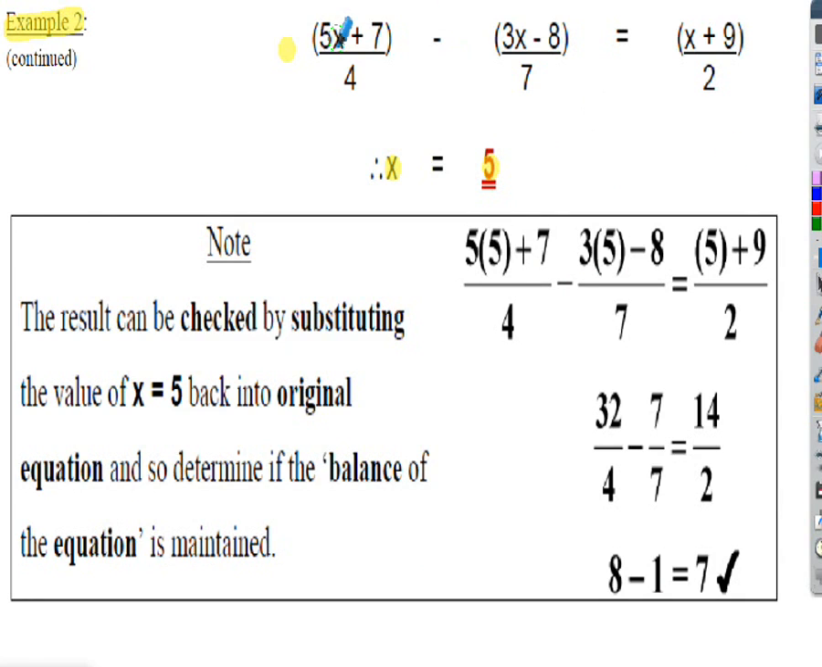So 5 multiplied by x, that's 5 multiplied by 5. 3 multiplied by x, that's 3 multiplied by 5, and x plus 9, that'd be 5 plus 9. So putting the value of x into the original equation and evaluating, we can again see that the left hand side is 7 and the right hand side is 7. So the equation balances, and therefore x is shown to be equal to 5.